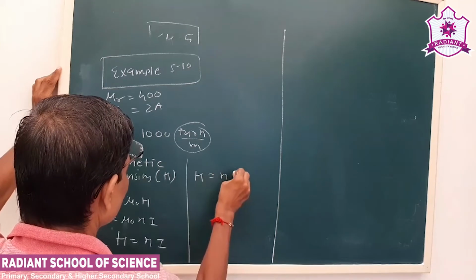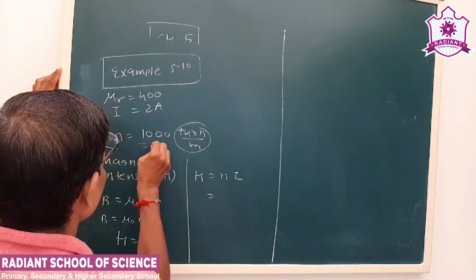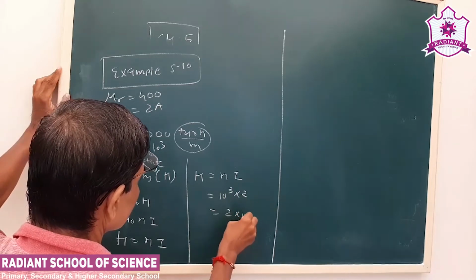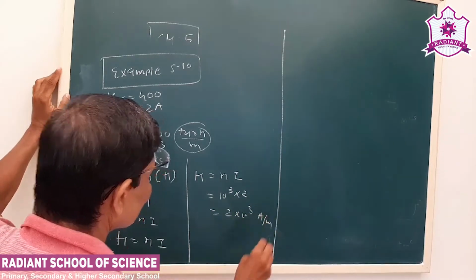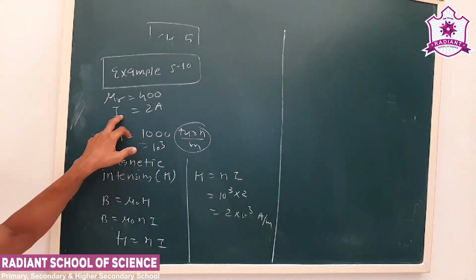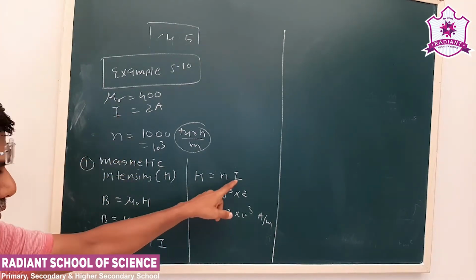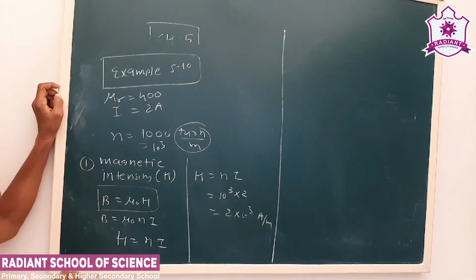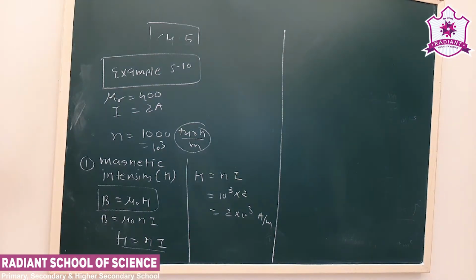So H is equal to n i, where n is 1000 and i is 2. Here the number of turns per unit length is given, and the current is given. So H is equal to n i. This is how we derive the equation. B is equal to mu 0 H and B is equal to mu 0 n i. If I compare this, we get H is equal to n i. So that is the magnetic intensity. Now second is the magnetic field.